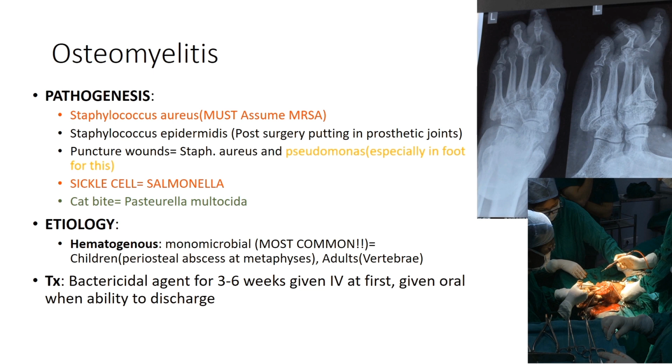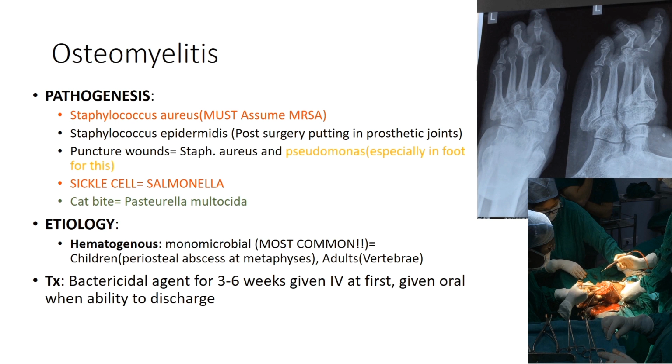Like I said before, if you have staph infection, you have to assume it's MRSA, so definitely give antibiotics to cover for MRSA. If there's extensive damage, then you pretty much have to do surgery to remove the general area, which I'll be describing in just a second. Other organisms that can cause osteomyelitis kind of depend on the exposure.